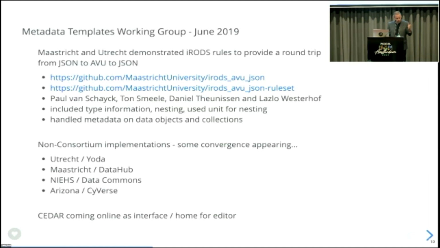And they've handled it for both data objects and collections, right? So that was new. That was different. We'd only done it for data objects before, so that was important. There were now, at this point, non-consortium implementations out there in at least 4 different major projects, solving their own problems. They have itches. They needed to scratch them. They needed to solve the problem.